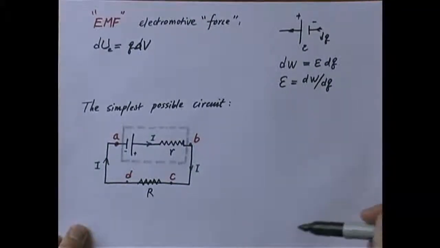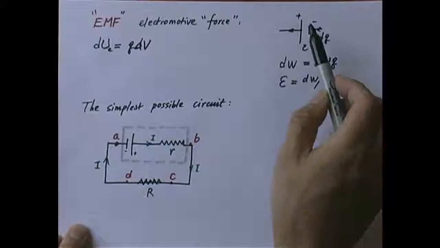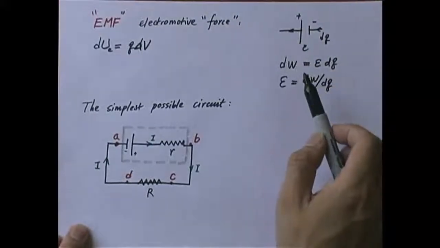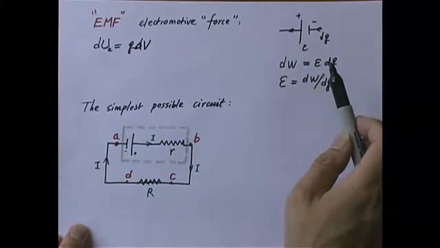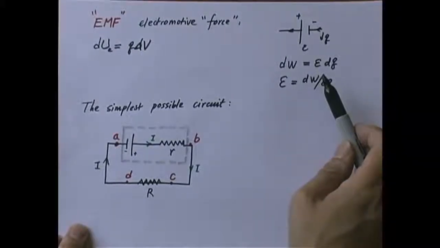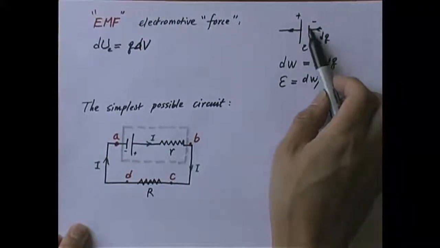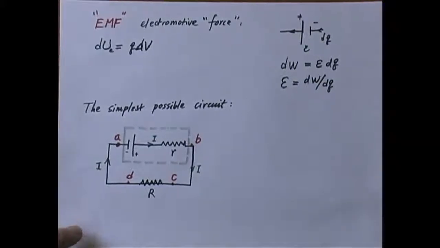Okay, now a real EMF, a real battery, always has a little bit of internal resistance, so as the charge flows from here to there, only part of the work done by the battery is actually used to increase the potential energy of the charge. Another part has to be used to overcome the heat, to pay for the heat that is generated as the charge makes its way from here to there, and that is caused by the internal resistance.